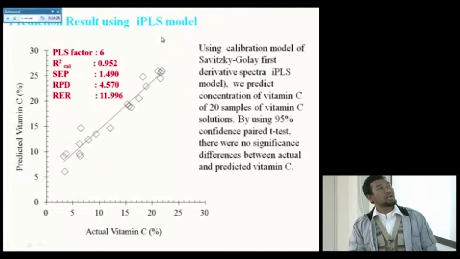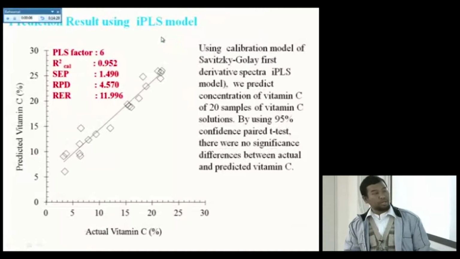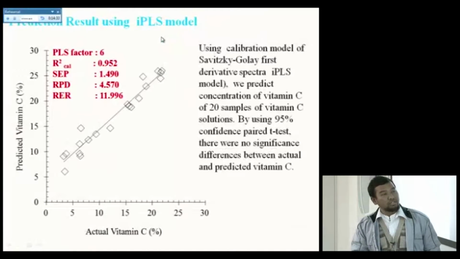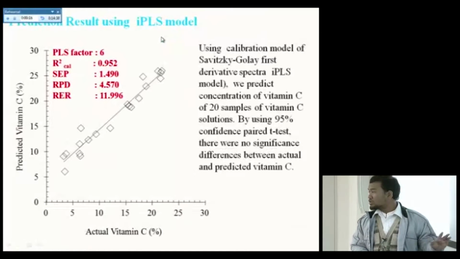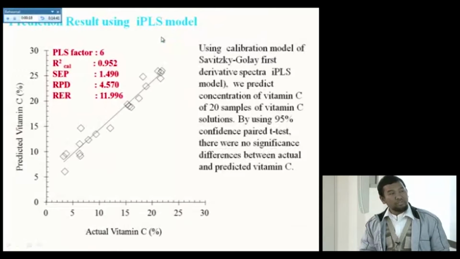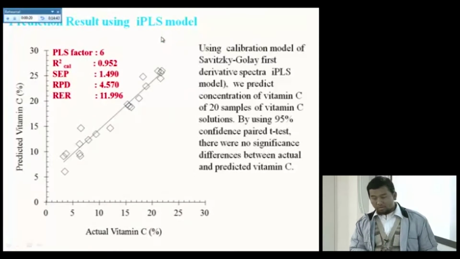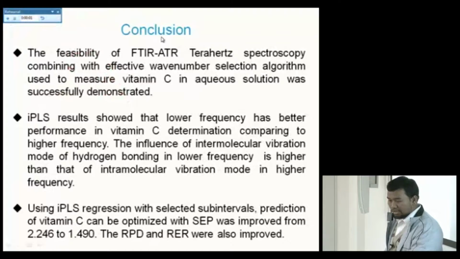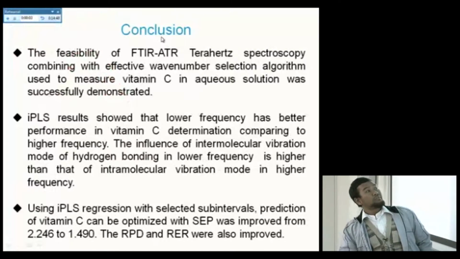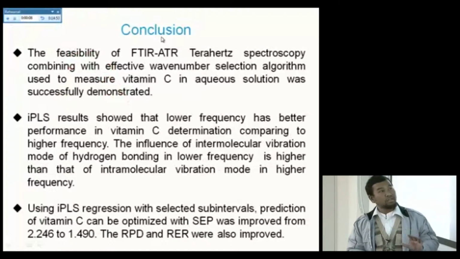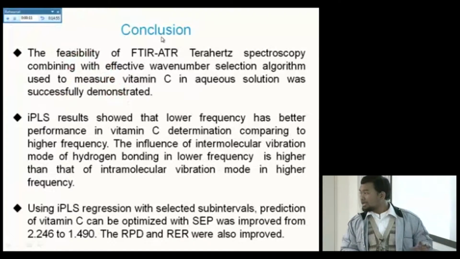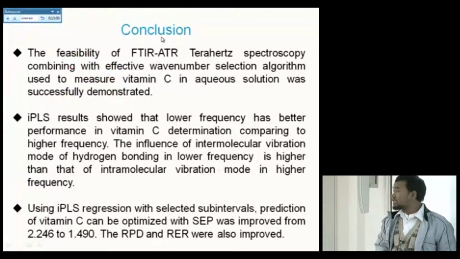And this is the result for prediction using the IPLS model. This is the actual value, and this is the predicted value using terahertz spectroscopy. And by using a t-test at 95% confidence, there was no significant difference between actual and predicted values. So finally, we can say that the feasibility of FTIR-ATR terahertz spectroscopy combined with an effective wave number selection algorithm, here IPLS, to measure vitamin C in aqueous solution was successfully demonstrated.